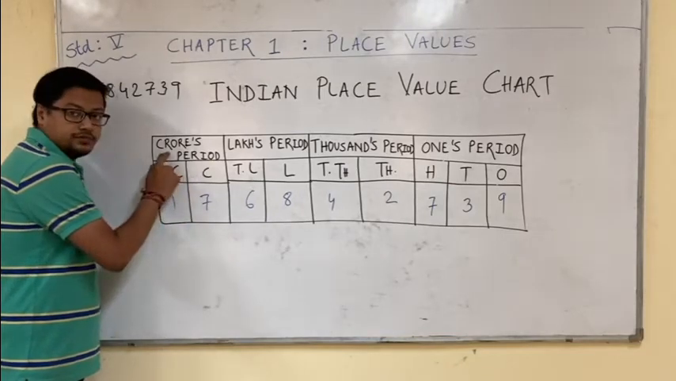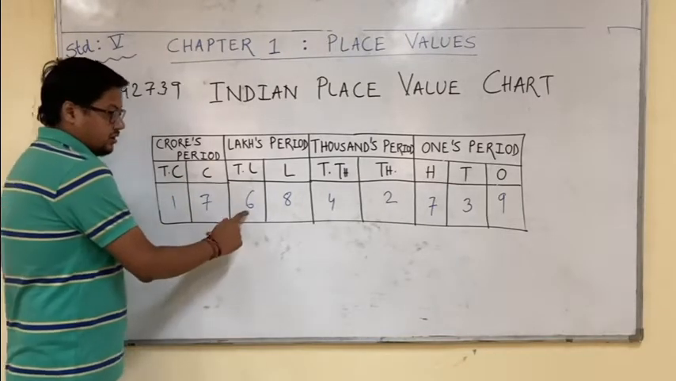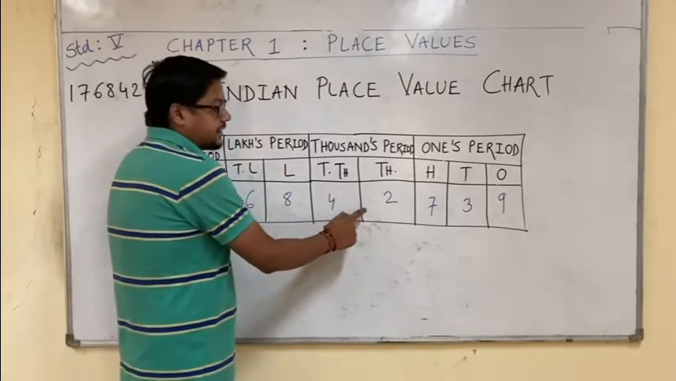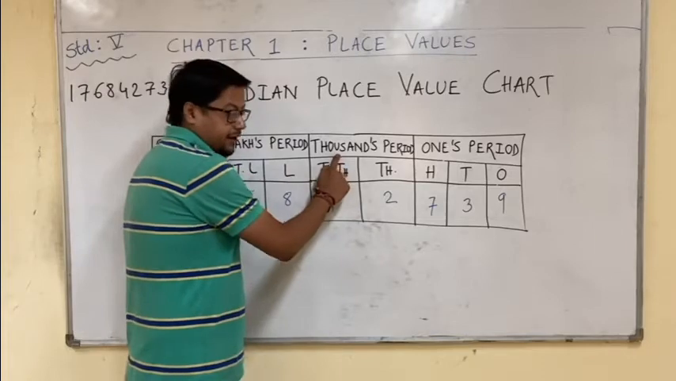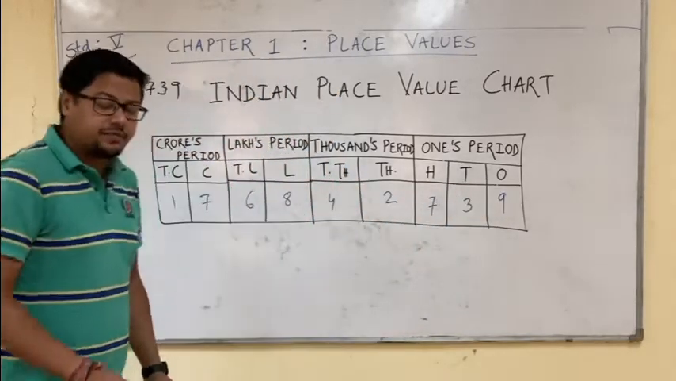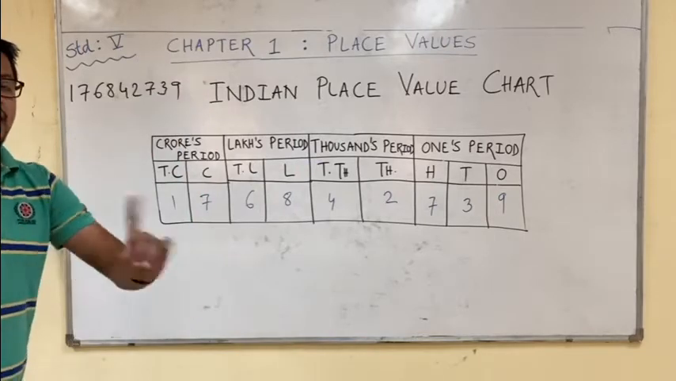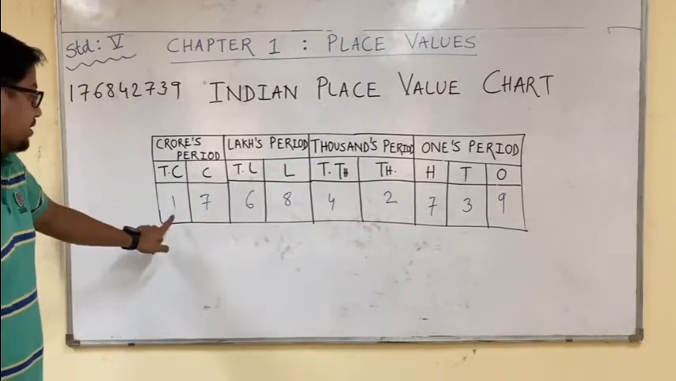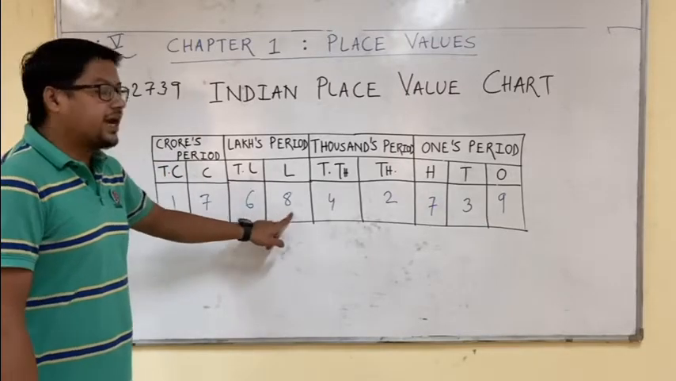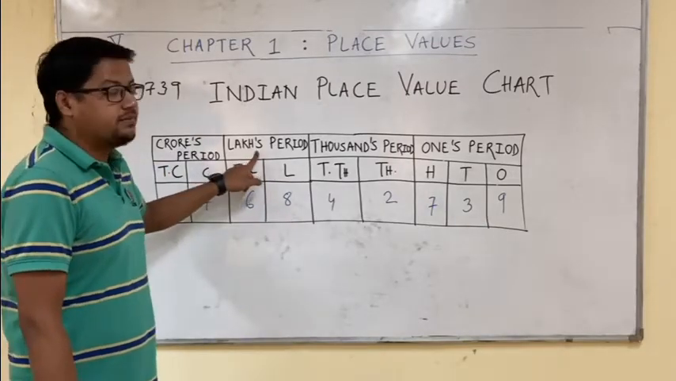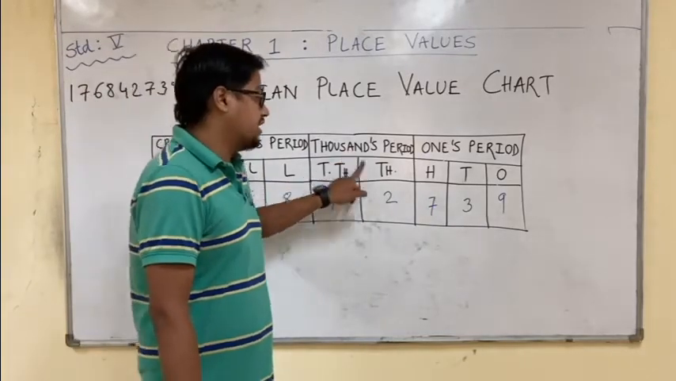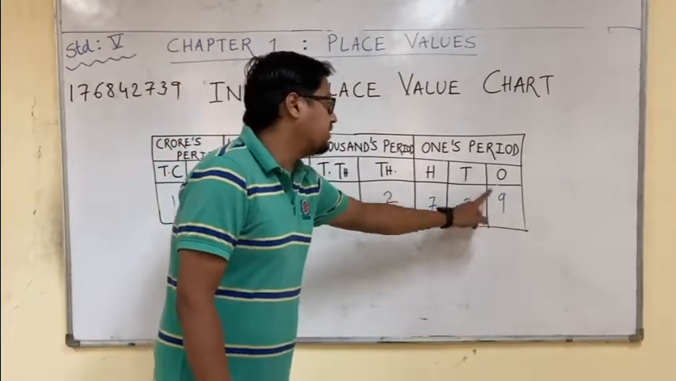17 crore, correct? 68 lakh, 42,739. Sir is repeating once more. You see the hands of sir, where hands are going. 17, what is the period name? Crore. 68, what is the period name? Lakh. 42, what is the period name? Thousand. 739, what is the period name?